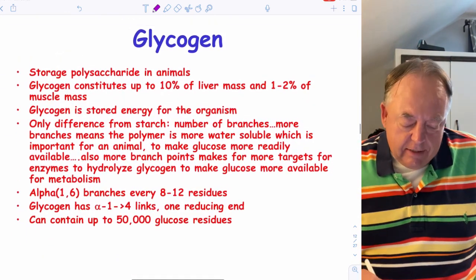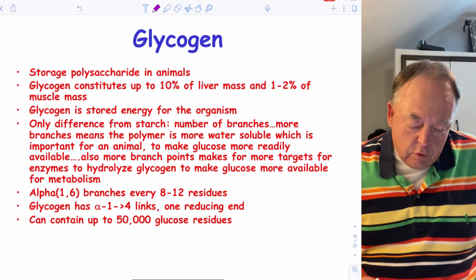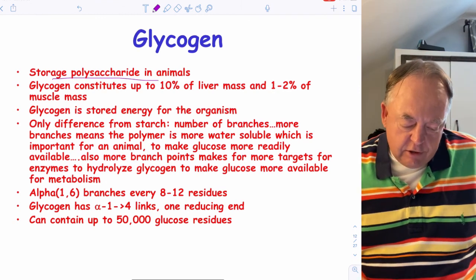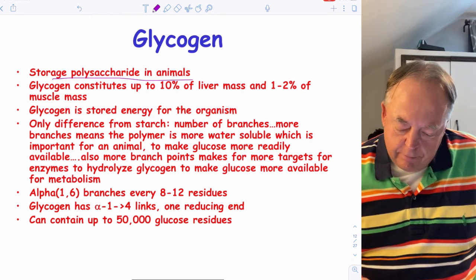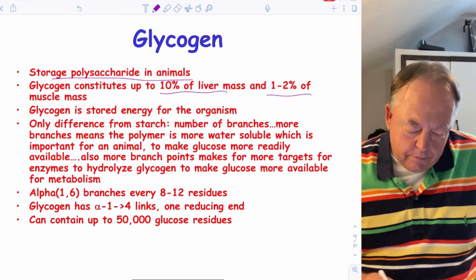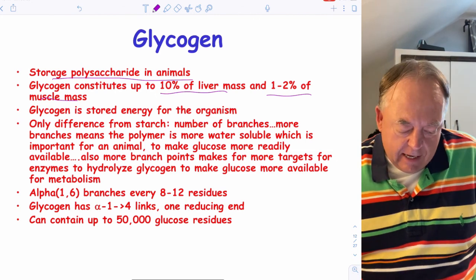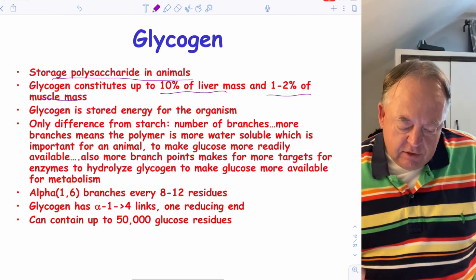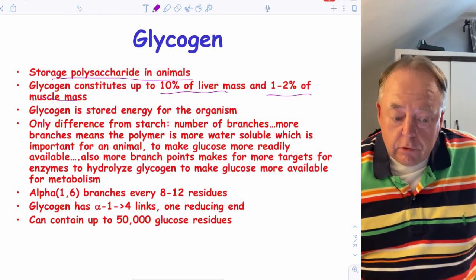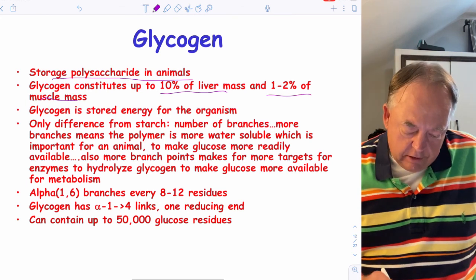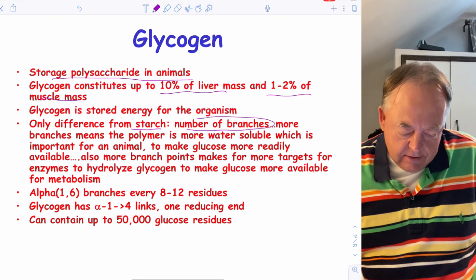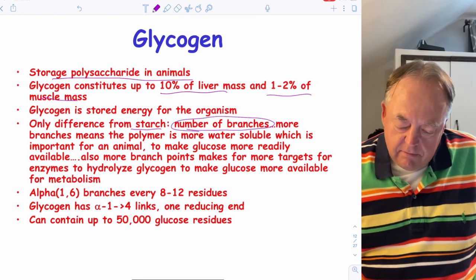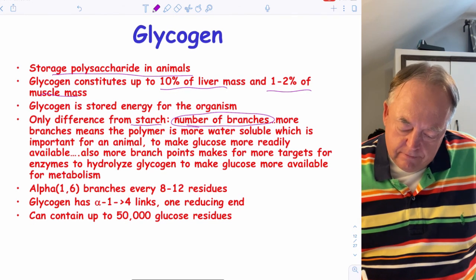Okay, so what is glycogen? It's just another polymer of glucose. So it's the main energy storage polysaccharide for animals. It's about 10% of the mass of the liver, 1 to 2% of the mass of muscle. So it's an organism's main source of energy. The only difference between starch and glycogen is that there are more branches. So more branches is going to make it more water soluble.